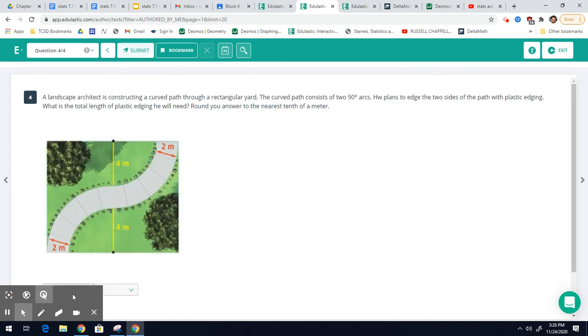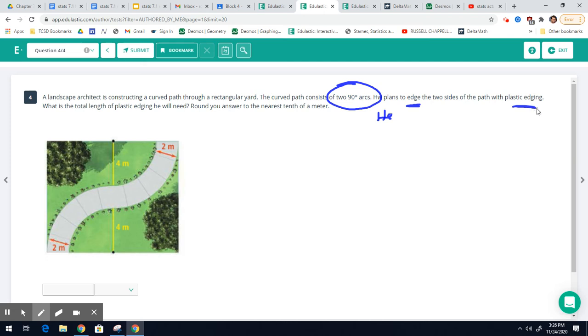All right, last one here. Okay, this problem says a landscape architect is constructing a curved path through a rectangular yard. The curved path consists of two 90-degree arcs. He plans to edge the two sides of the path with plastic edging.